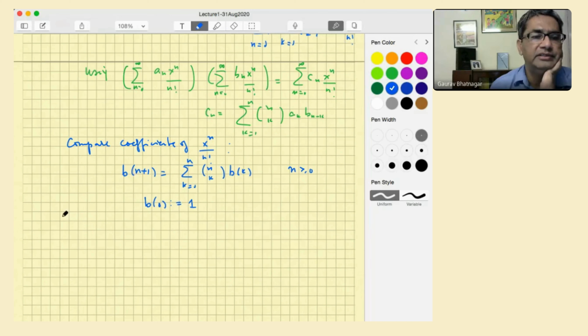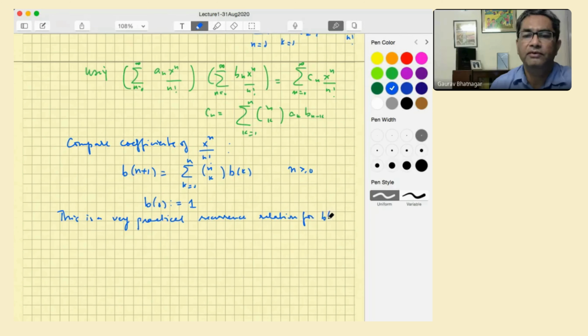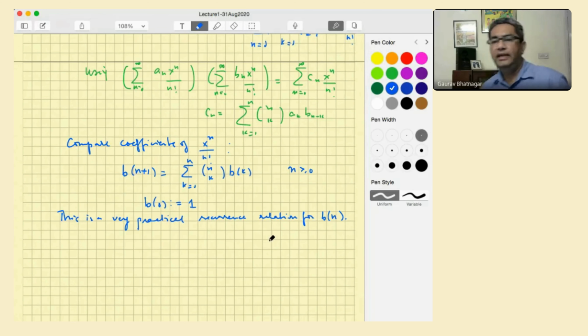So this is a recurrence. This is a very practical recurrence relation, by practical I mean it's easy to implement. Okay, any questions in this calculation?